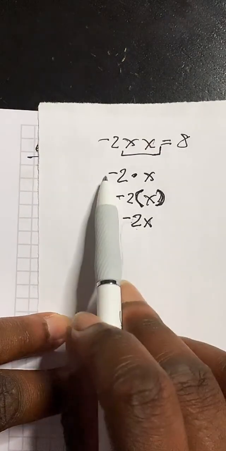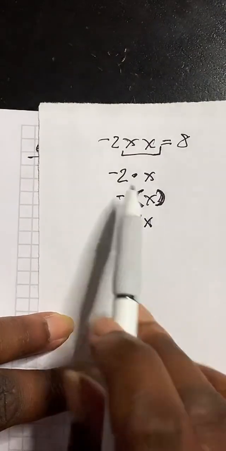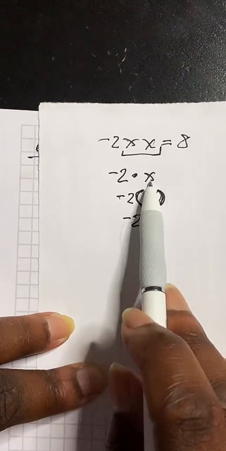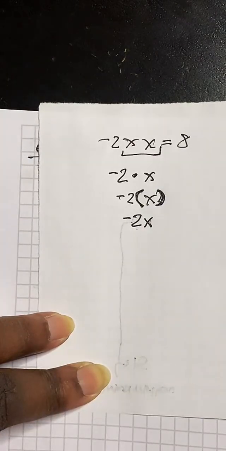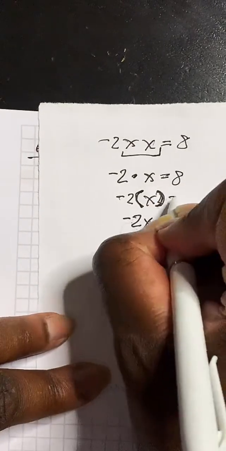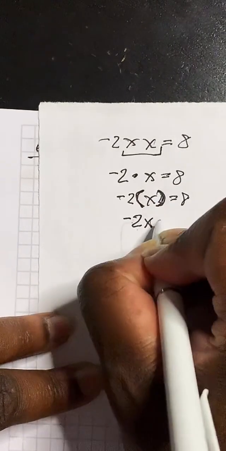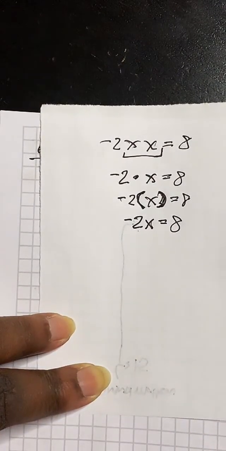All right, so these are the three ways that we represent multiplication. Okay, we're not using the X anymore. X is a variable. X is holding a spot for a number that's going to make this equation into a true statement. Okay, does that make sense?